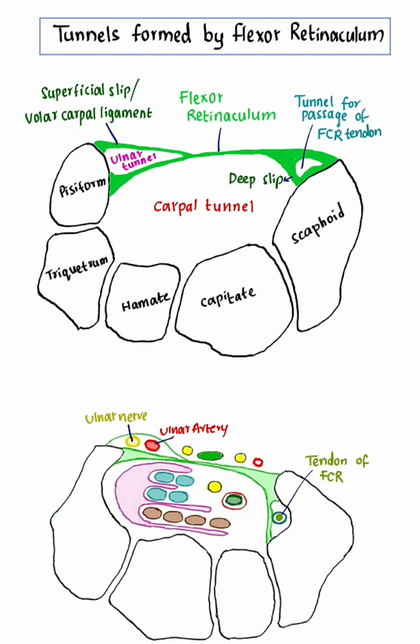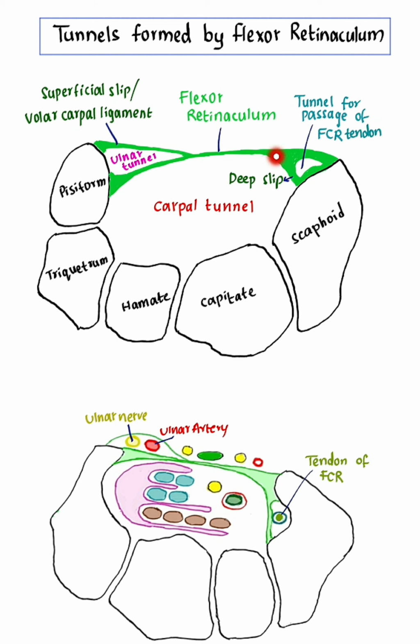Tunnels formed by flexor retinaculum. Flexor retinaculum forms three tunnels: ulnar tunnel, carpal tunnel, and tunnel for passage of flexor carpi radialis tendon. Medially, flexor retinaculum gives a superficial slip, also called ulnar carpal ligament. It is attached to pisiform bone. Ulnar nerve and ulnar artery pass between ulnar carpal ligament and flexor retinaculum. They pass through ulnar tunnel or Guyon's canal.